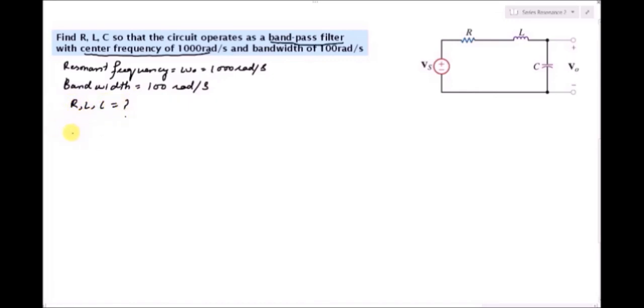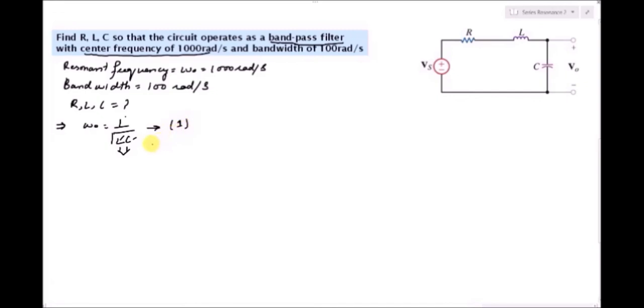For the circuit elements, we will start from the formula of resonant frequency. Omega naught is equal to 1 over under root LC. So these are the values that we have to find. We don't know the value of inductance or capacitance, so we cannot use this formula for calculating the values of the circuit elements yet, but we can just write it as equation 1.